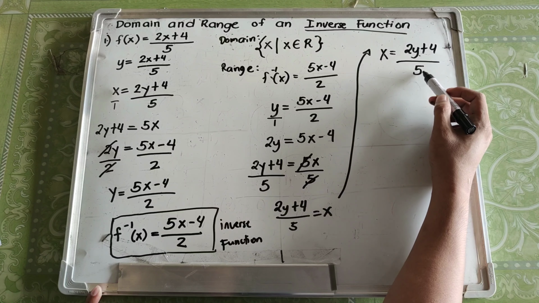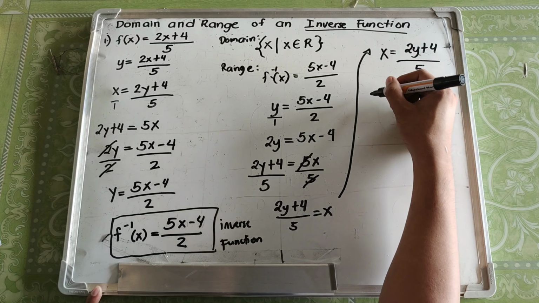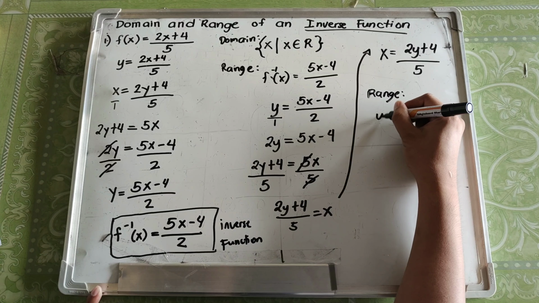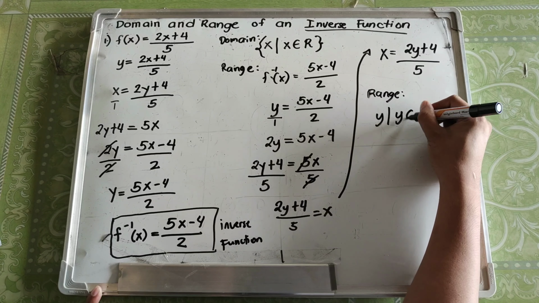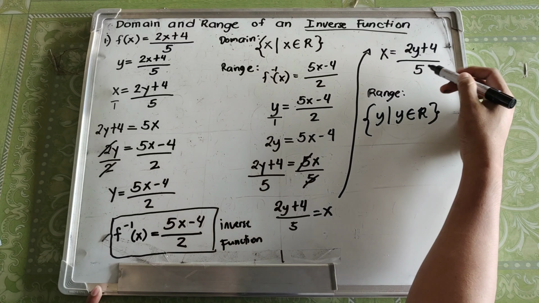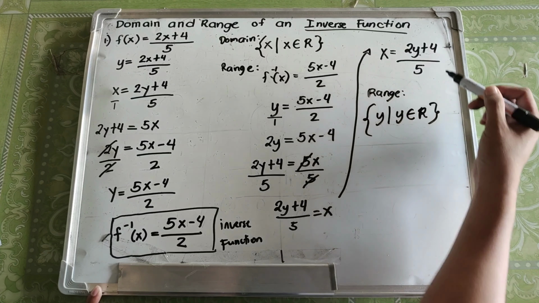Kasi nga, y na diba? So what value of y in the denominator can make the denominator 0? So wala tayong nakitang y dito. So ibig sabihin, our range is y such that y are the elements of all real numbers. Because walang value ni y in the denominator that can make the denominator 0.